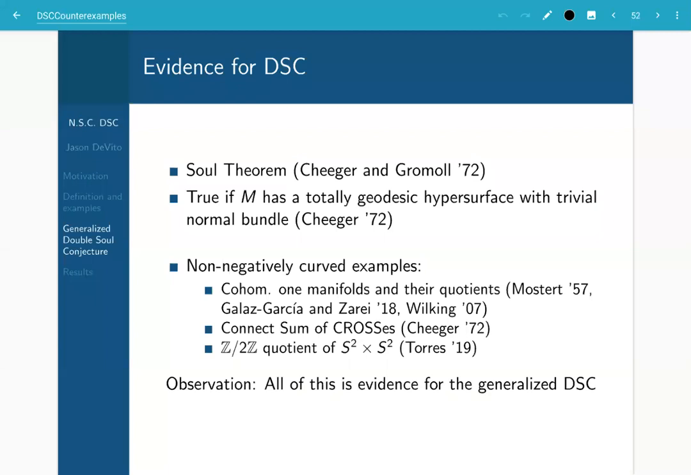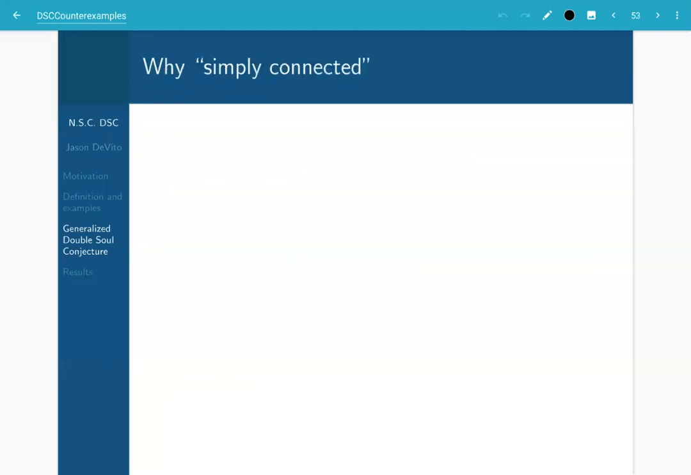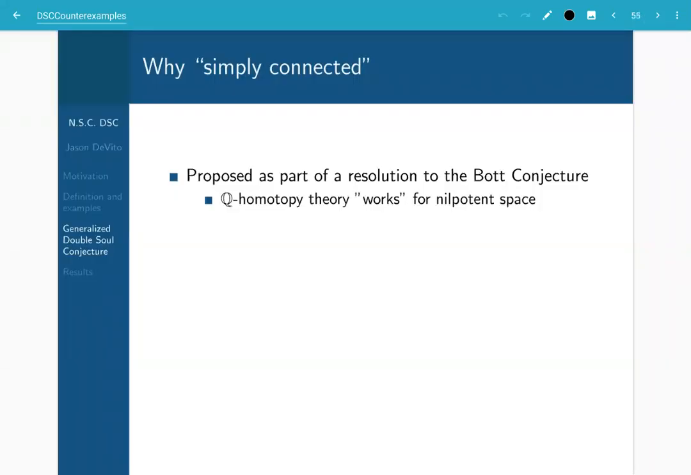So this just motivates even more. Why are we assuming simply connected in the double soul conjecture? And the original motivation is when Grove proposed the double soul conjecture, he proposed it as a part of a process, a roadmap to resolving the Bott conjecture.